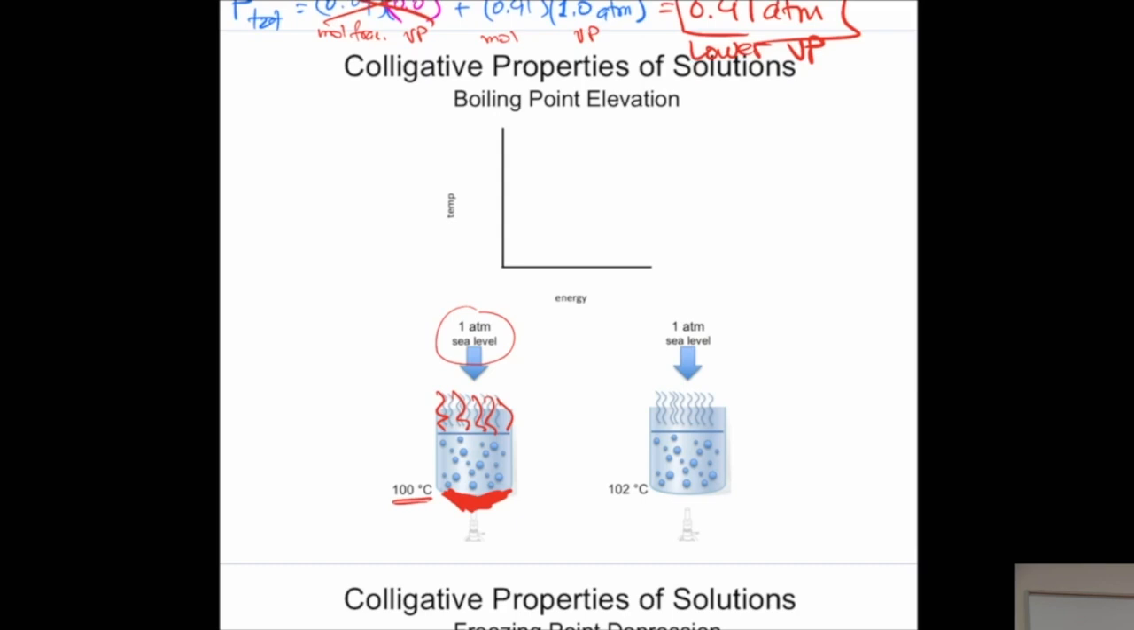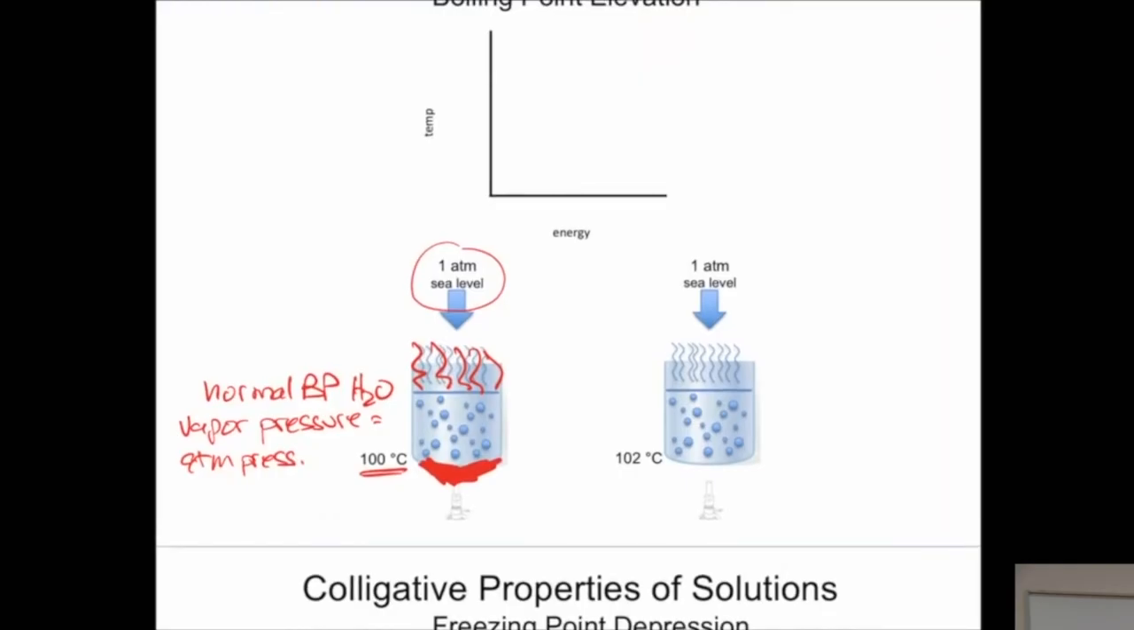So this is the normal boiling point of H2O. Just to remind you, this is where the vapor pressure is equal to the atmospheric pressure, which in this case happens to be 1. Now we're going to take that same beaker and I'm going to put some non-volatile particles in here. Let's make them in red. These are non-volatile particles. It could be sucrose, or maybe we put some table salt in there.